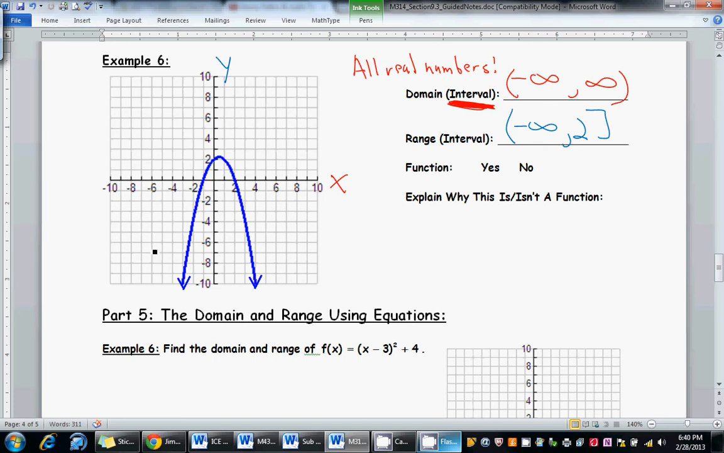Now, last thing, is this a function? Yes or no? Well, if I draw a vertical line, I'm only going to hit it once every single time. I can draw as many of these as I want. It's only going to happen once. Yes, this is a function, and that's because it passes the vertical line test.